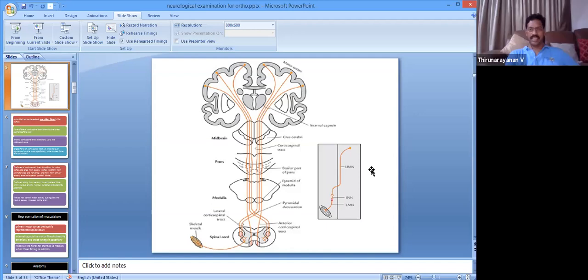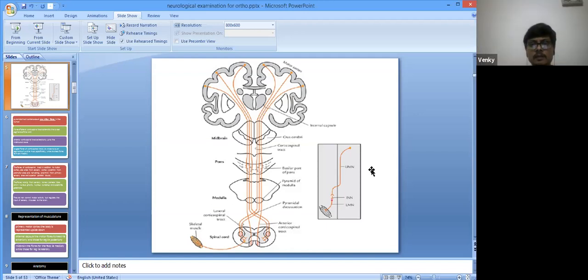That is almost the same as anal reflex. Anal reflex is the same, both are the same.